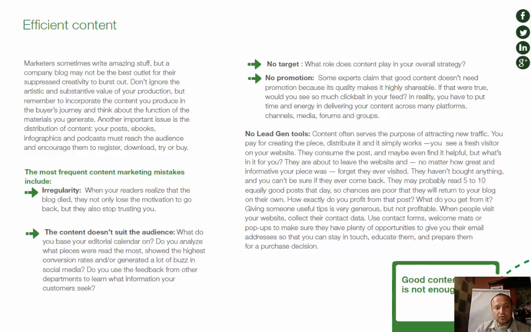The most frequent content marketing mistakes include irregularity. When readers realize that the blog died, they not only lose the motivation to go back, but they also stop trusting you. The content doesn't suit the audience. What do you base your editorial calendar on? Do you analyze what pieces were read the most, showed the highest conversion rates, and or generated a lot of buzz in social media? Do you use the feedback from other departments to learn what information your customers need? What role does content play in your overall strategy?